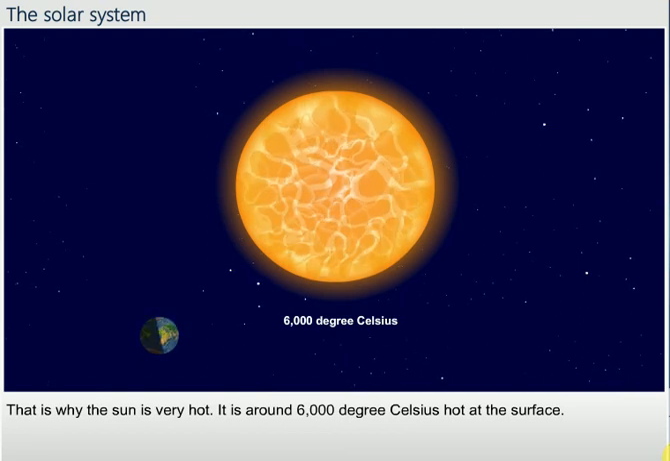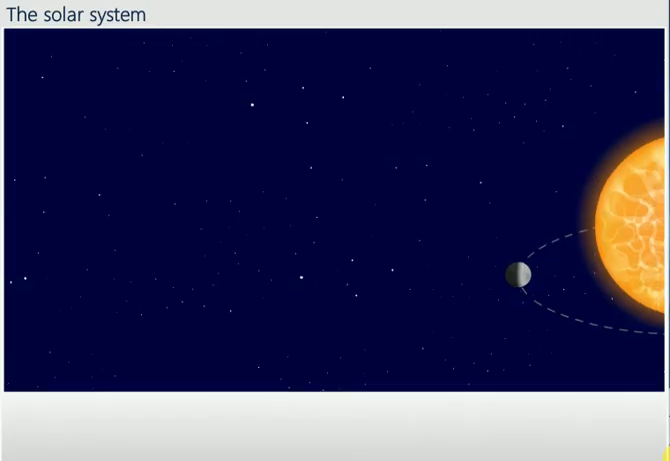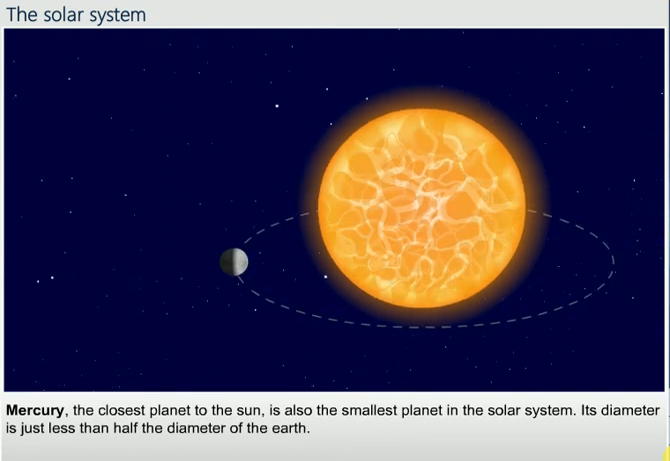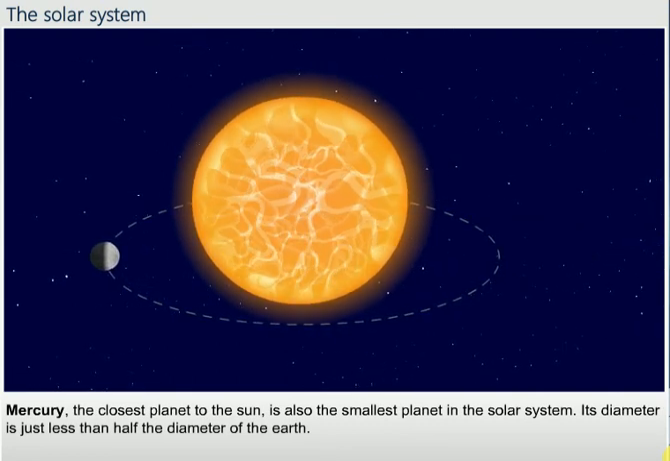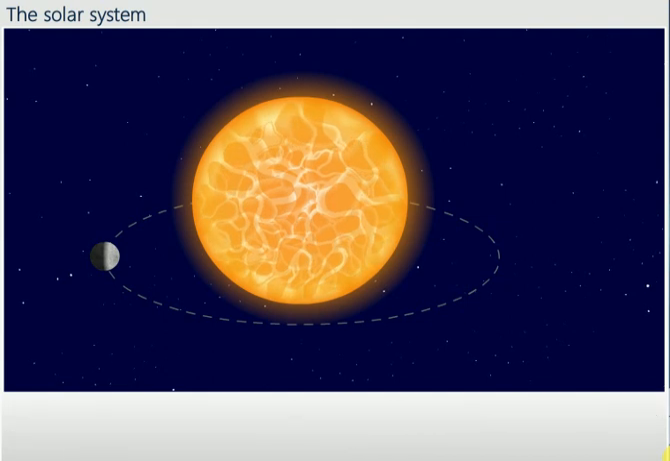Mercury, the closest planet to the Sun, is also the smallest planet in the solar system. Its diameter is just less than half the diameter of the Earth. Mercury completes one revolution around the Sun in only 88 days. Mercury takes 58 days to complete one rotation on its axis.